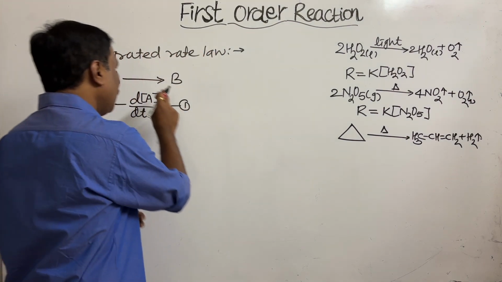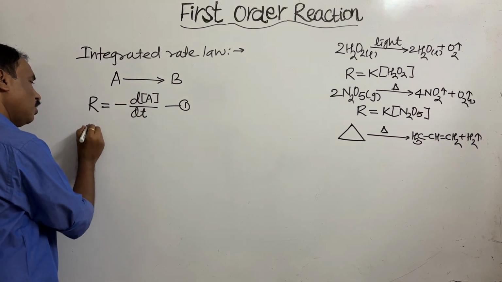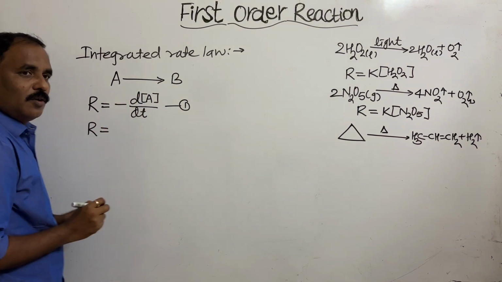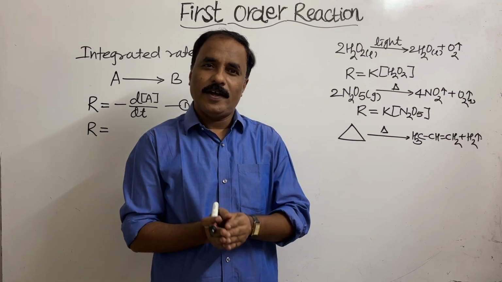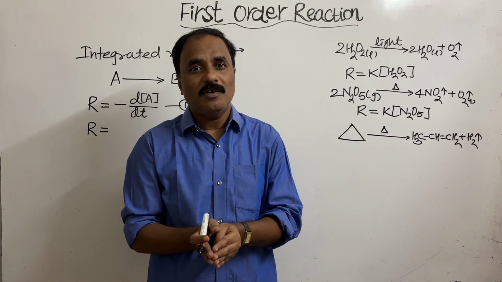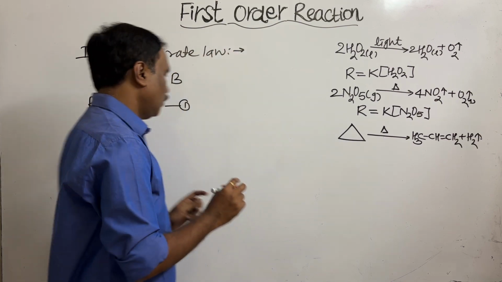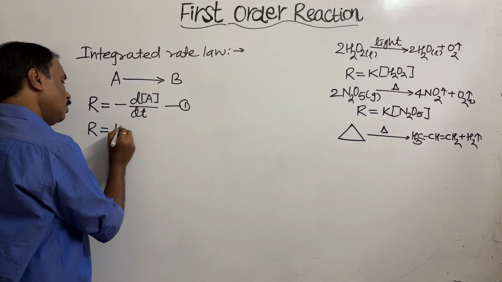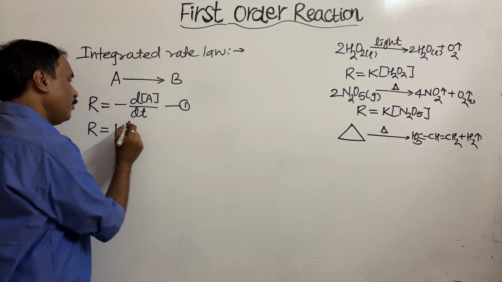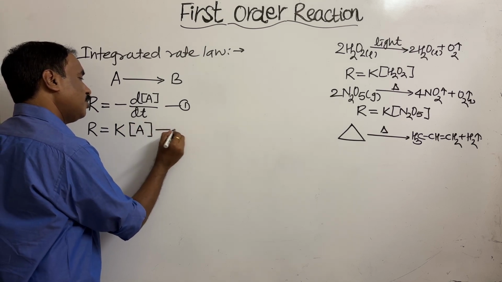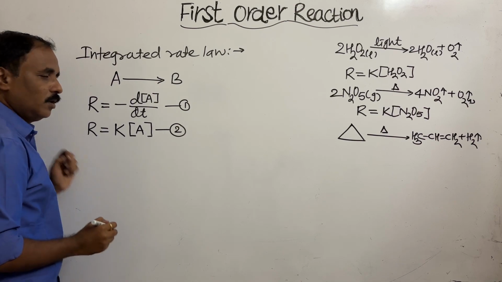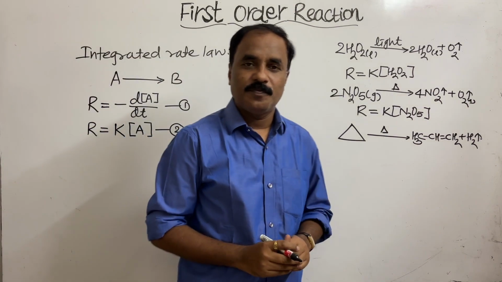Now for the same equation we can write rate law. What is rate law? A rate law क्या होता है? It is a simple equation in which rate of reaction is expressed in terms of concentration of reacting molecule. So here R is equal to K, rate constant होता है, into concentration of reacting molecule A. Equation number 2.